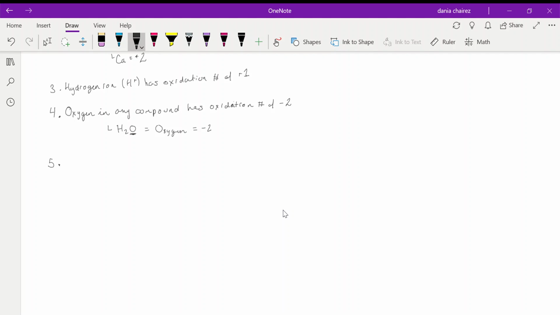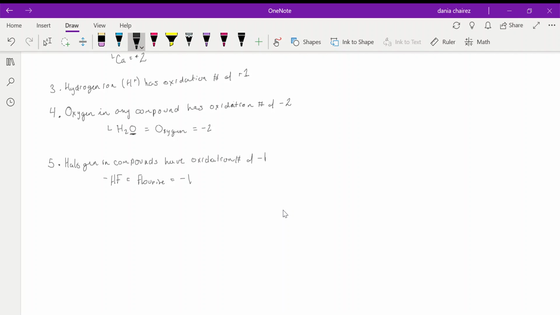So then a fifth rule would be that halogens in compounds have an oxidation number of -1. And that's the same thing as I said before. If it's with something mixed that it isn't within itself, then it'll have its oxidation number of -1 usually per every halogen. So in HF, the oxidation number of fluorine, I'm pretty sure that's how you spell that, is -1.